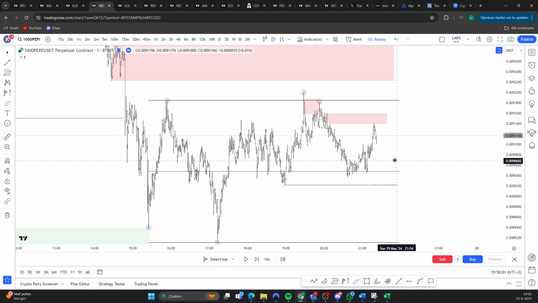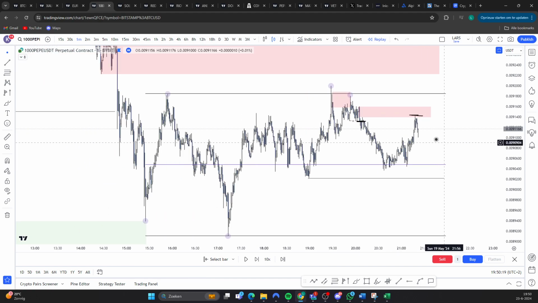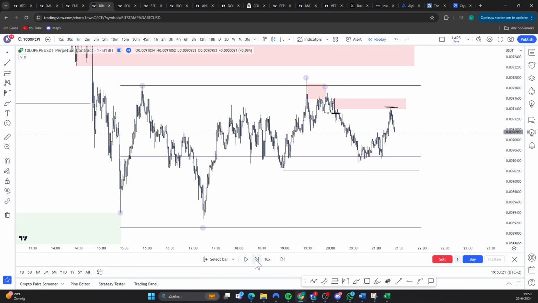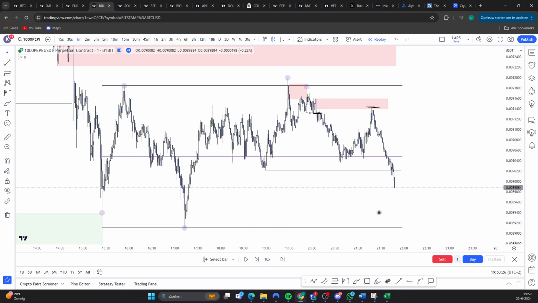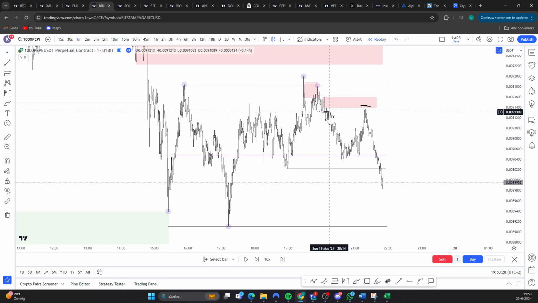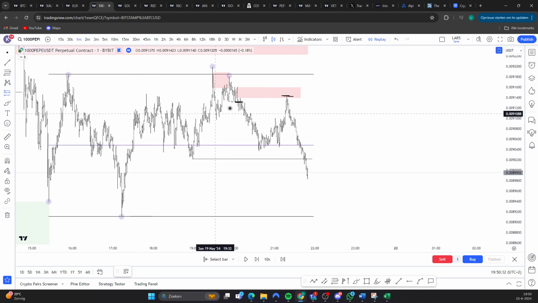I don't want to come higher than this point, but I don't want to wick it and then break structure, right? Our stop loss is now here. Our entry is right here. There you go. Clean. Very clean.